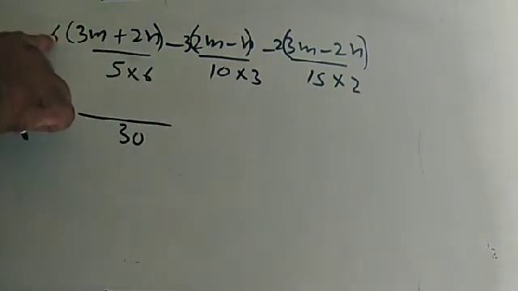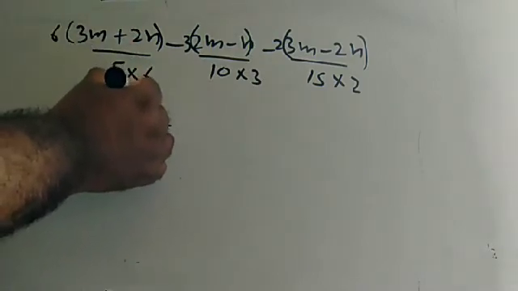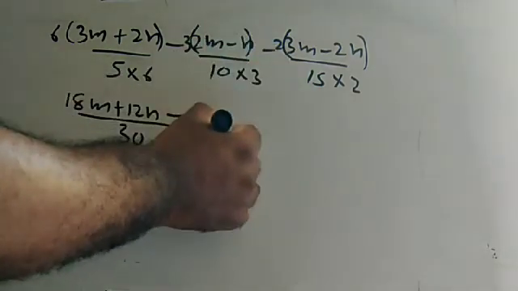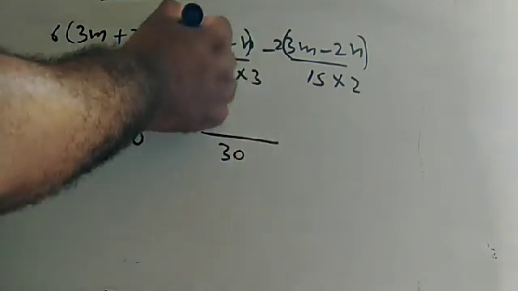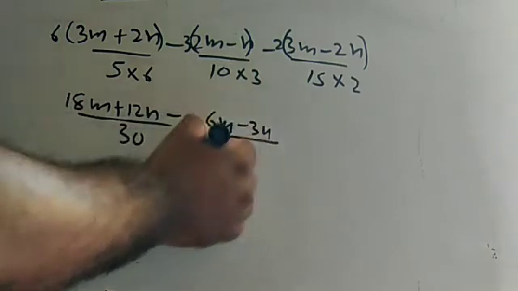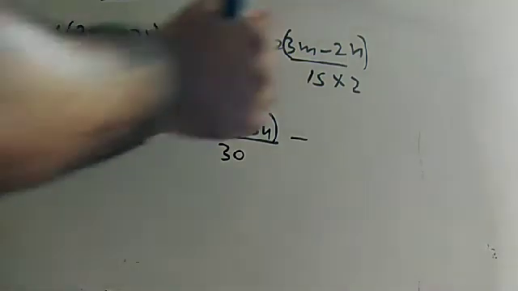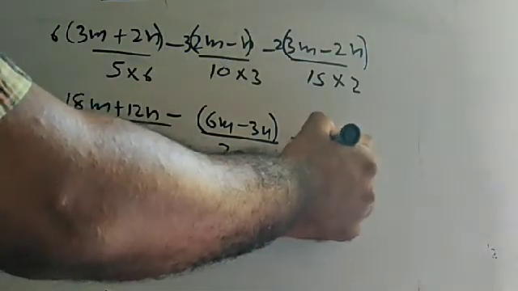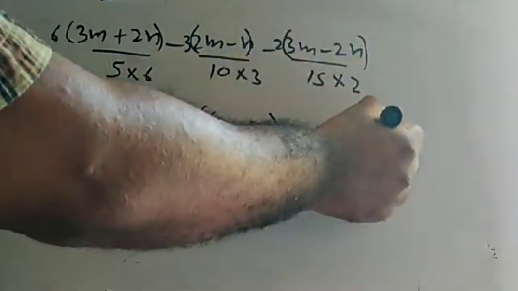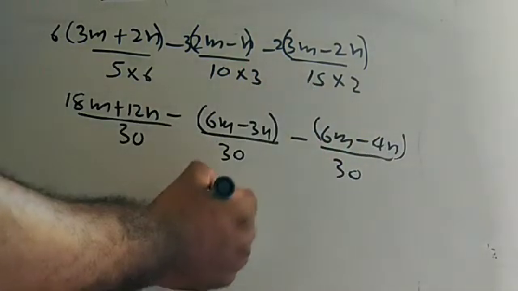Then let's remove this bracket. 6 into 3m, 18m. 6 into 2n, 12n. Subtract: 10 into 3, 30. Then 3 into 2m, 6m. 3 into n, 3n. Subtract, this is also an algebraic expression. Then 15 into 2, 30. When removing brackets, 2 into 3m, 6m. 2 into minus 2n, minus 4n. Now you can see the common denominator is 30.